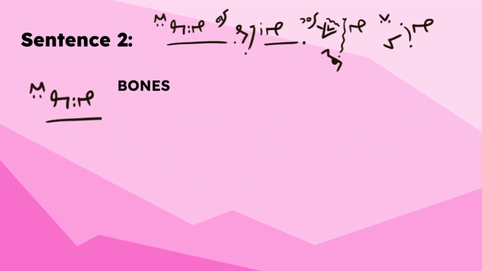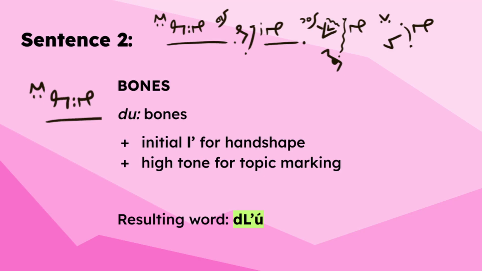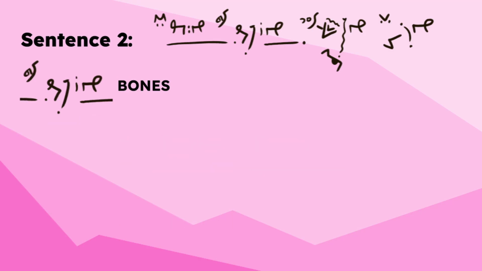The first word means bones and is topicalized. The spoken word is du, but this particular word requires an initial hl. Then we add a tone for topic marking, giving a final product of hl. The next word is where things start getting fun. Take that sign for bones and split it in half.